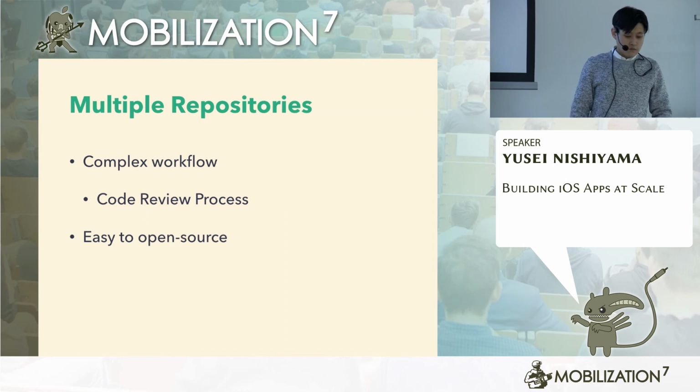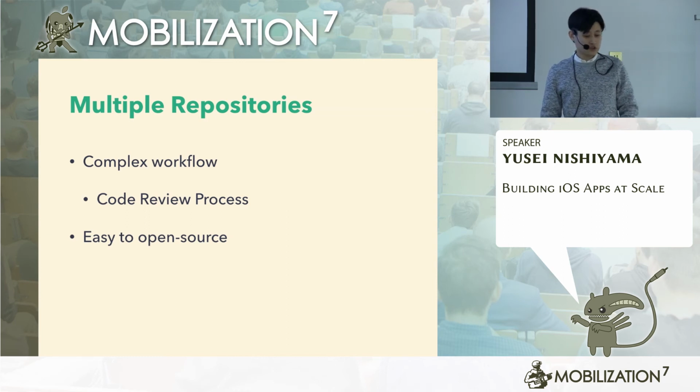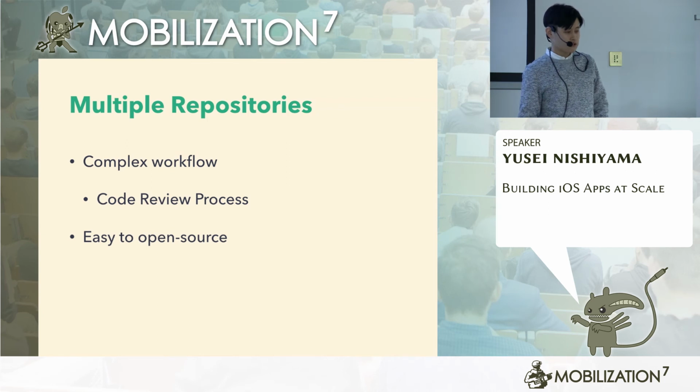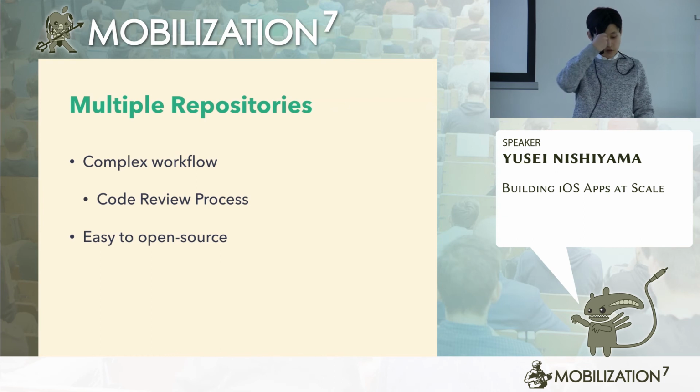And you can manage your frameworks in different repositories. One obvious downside of the approach is that it makes your workflow more complex. Imagine you are developing a new feature which requires changes to your main application and changes to your framework, say networking layer. So you may need to submit two different pull requests. One is to your main application, one is to the API framework. So it obviously makes your workflow more complex.